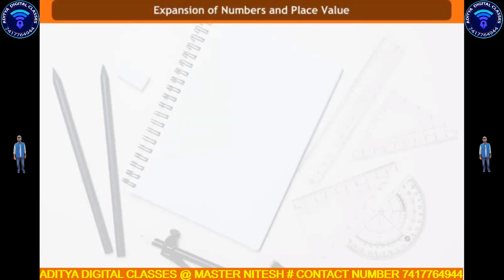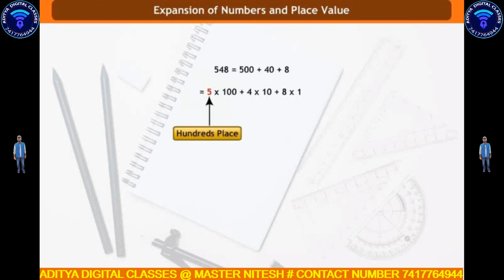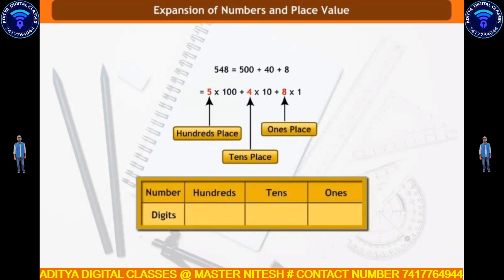Expansion of numbers and place value. Consider the number 548. We can write it in the expanded form as 500 plus 40 plus 8. Or we can write it as 5 into 100 plus 4 into 10 plus 8 into 1. So we see that this number has 5 at hundreds place, 4 at tens place, and 8 at ones place. This means that the place value of 5 is 100, the place value of 4 is 10, and the place value of 8 is 1.